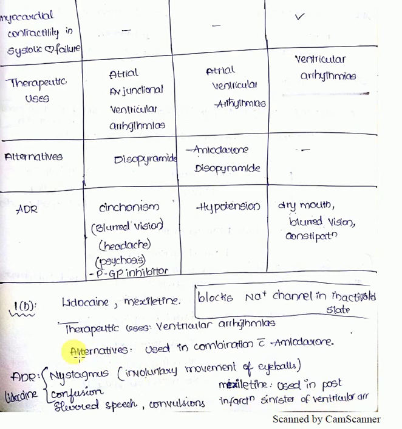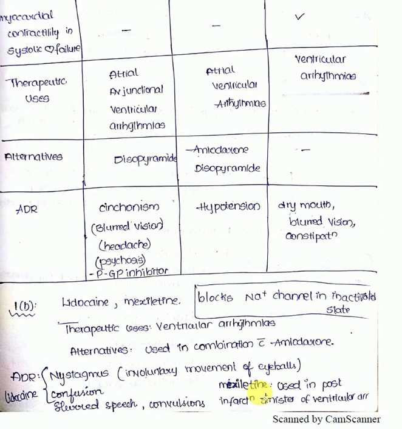And alternatives, with which drugs lidocaine and mexiletine are substituted is amiodarone, or they can also be given in combination with amiodarone, because amiodarone has the activity to act as sodium channel blocker, potassium channel blocker, calcium blocker, and beta adrenergic blocker. And the adverse effects of lidocaine are nystagmus. Nystagmus means involuntary movement of eyeballs, and confusion, slurred speech, and convulsions or fits. These are the adverse effects of lidocaine. Mexiletine, the common adverse effects of mexiletine are nausea, vomiting, etc.